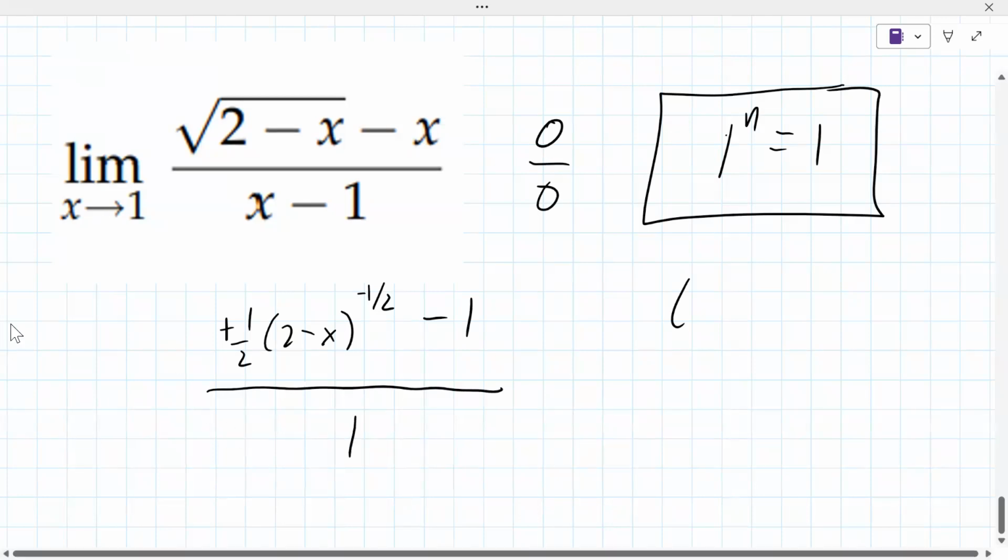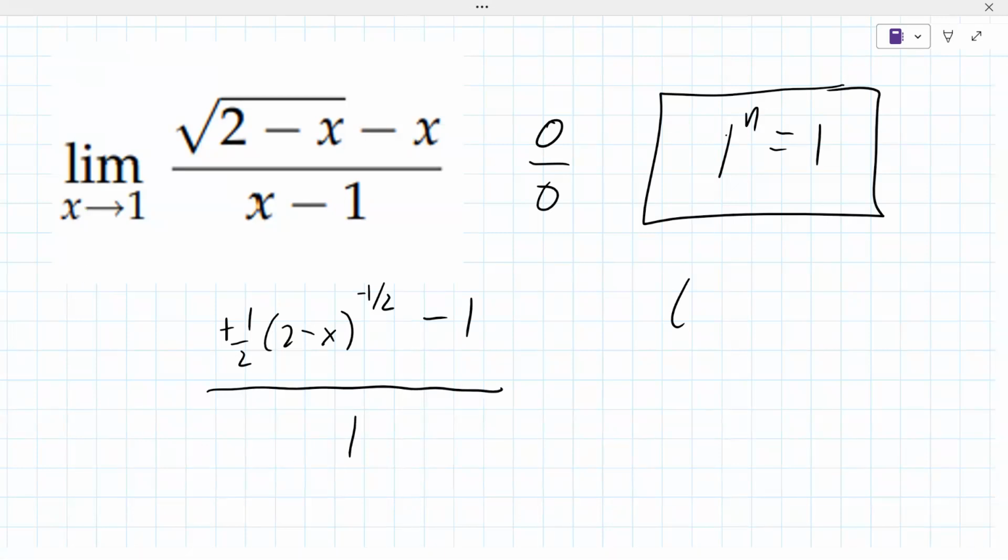So 1/2 times 1 is 1/2 minus 1, -1/2 over 1. Okay. Is that your final answer? Yeah. Sounds slightly different?